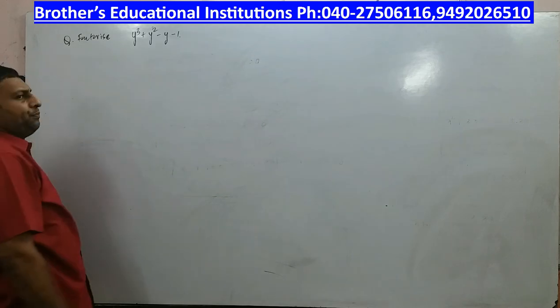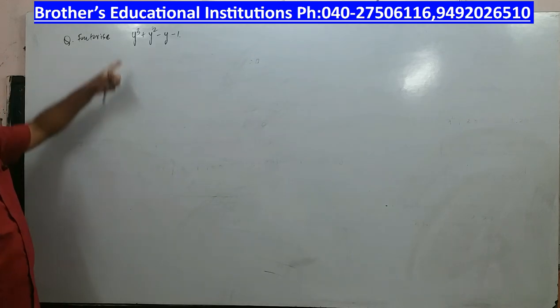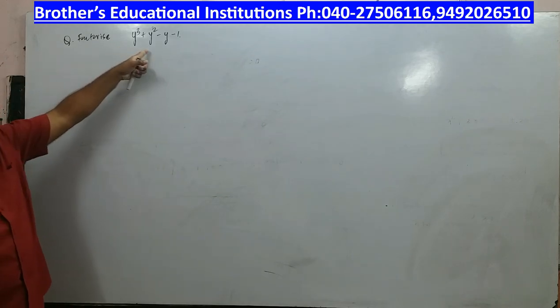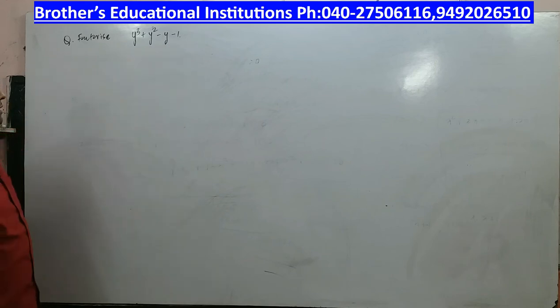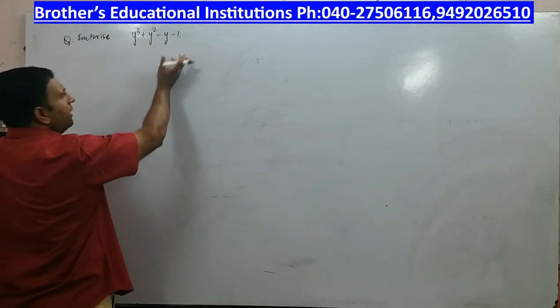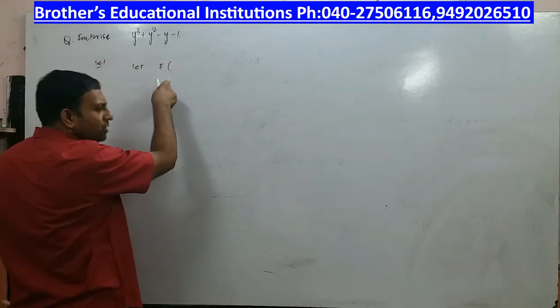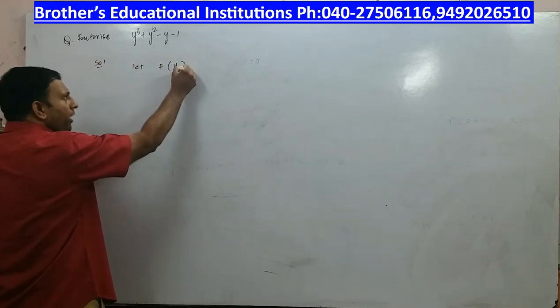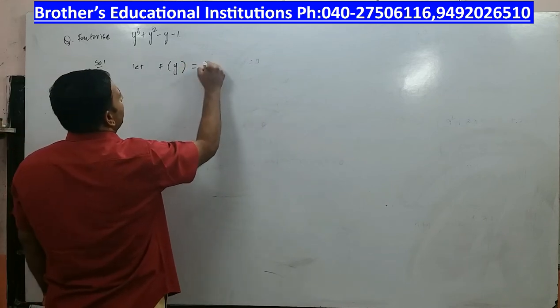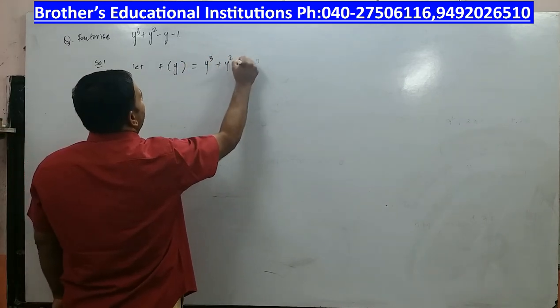Yeah, children, we have the new problem now. Factorize y cube plus y square minus y minus 1. Instead of x, the variable is y. It makes no difference for us. Solution. Let us assume. Now here instead of f of x, I shall write f of y. Let f of y is equal to y cube plus y square minus y minus 1.